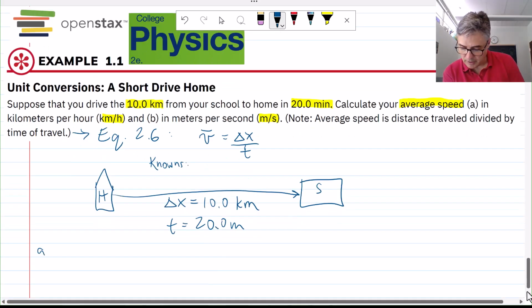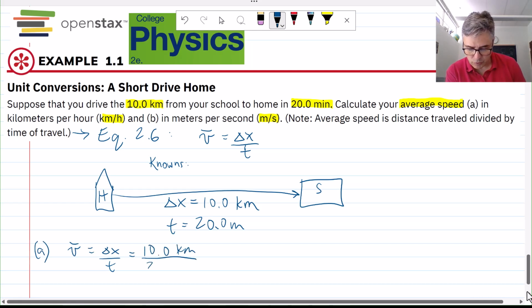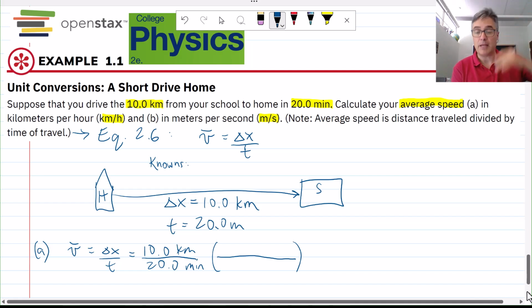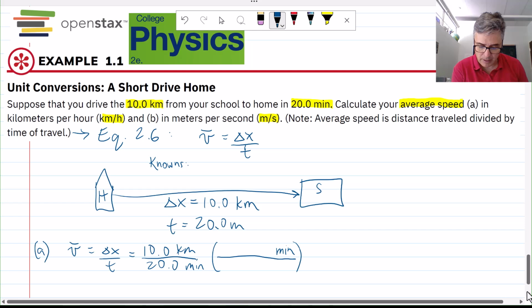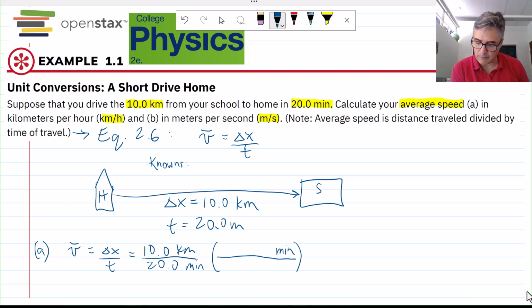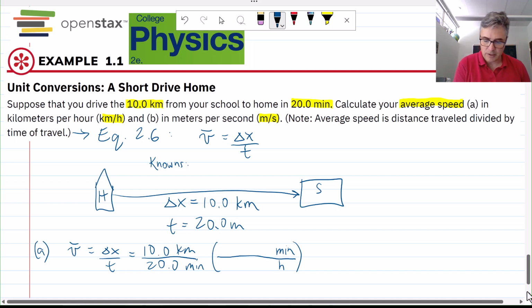So really this is just about keeping track of all the units. We have that average speed is equal to delta x divided by t. So in this case it's 10.0 km divided by 20.0 min. We want to multiply by a known factor which equals 1, so that whatever's on the top has to equal whatever's on the bottom. And we want to purposefully make the minutes cancel out. Since minutes are on the bottom, I want those on the top. And I want it to be in kilometers per hour for question A, so I want hour, just h, on the bottom. This way minutes will cancel minutes.